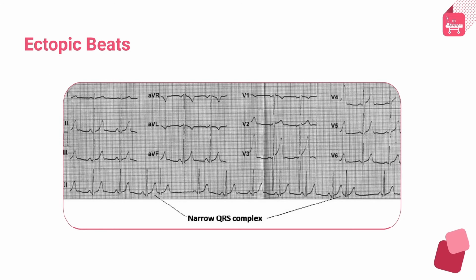In the ECG strip shown here, you can find a premature QRS complex in lead 2. They are narrow and resemble the QRS complexes of the sinus rhythm. Therefore, they can be identified as supraventricular ectopic beats.